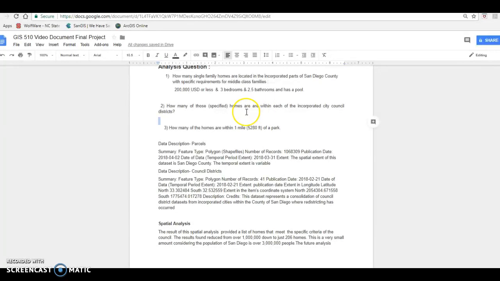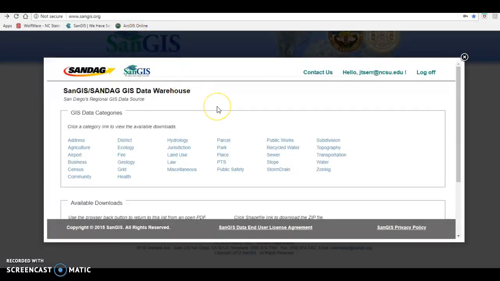As far as the data, they were shape files, both of them. And like I had said, the parcels data was over 1 million. And this is where I got the data from. Great site for San Diego area data called SanGIS. And it's a data warehouse with all this different data.